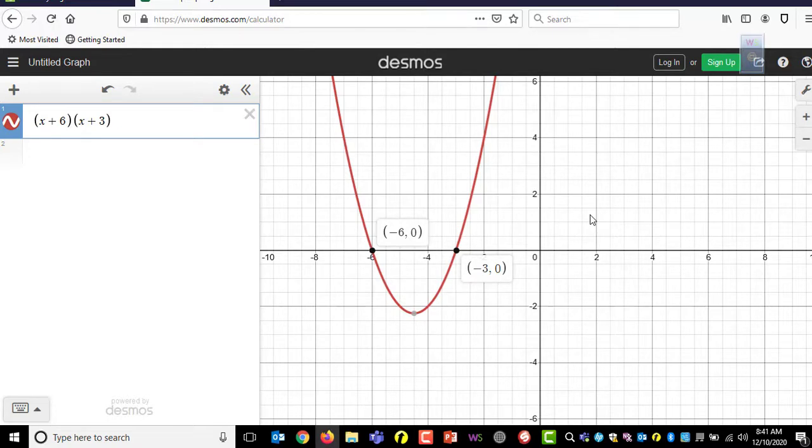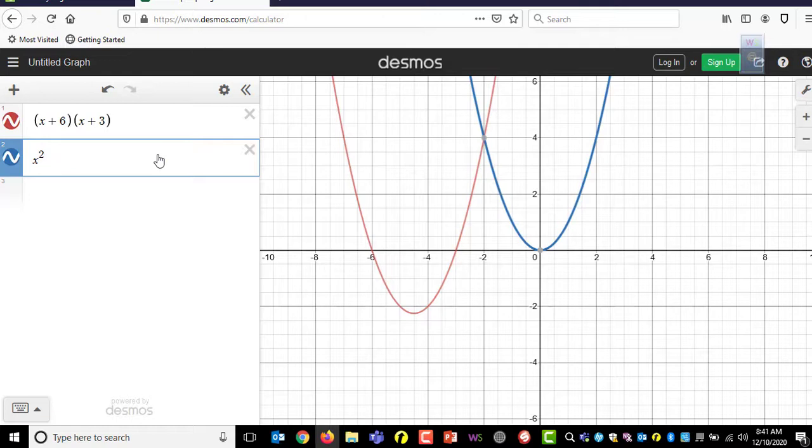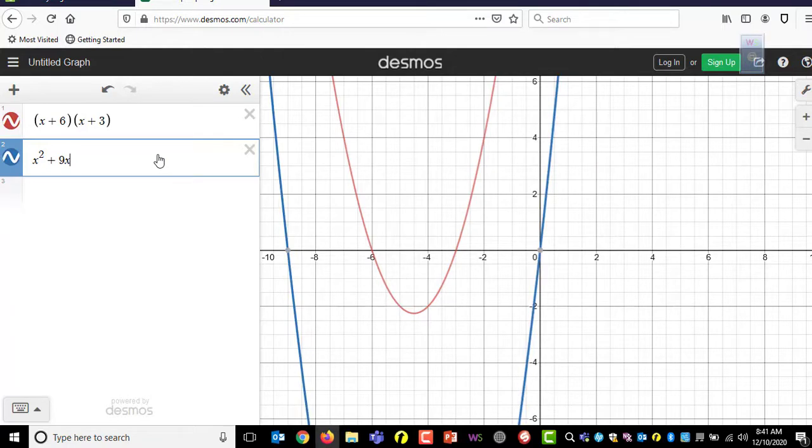Now I'm going to go ahead and FOIL that also and put that on line 2. So I'm going to take x times x, that would give me x squared. I'm going to use shift 6 to get my squared. I'm going to take the outer and the inner. So outer would be 3x, inner would be 6x. If I add those together, that's plus 9x. And then 6 times 3, my last term is 18.